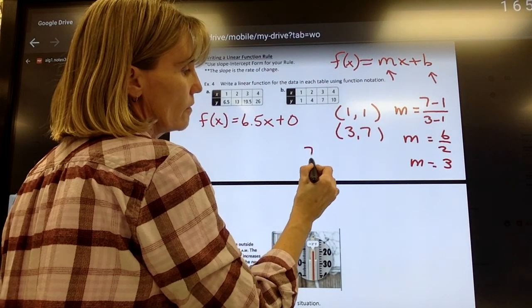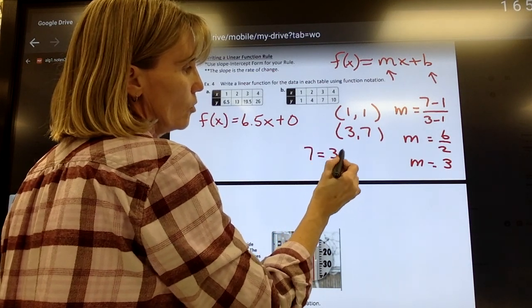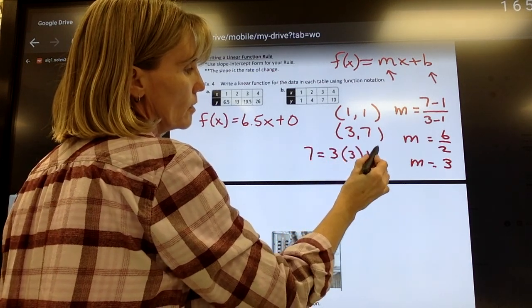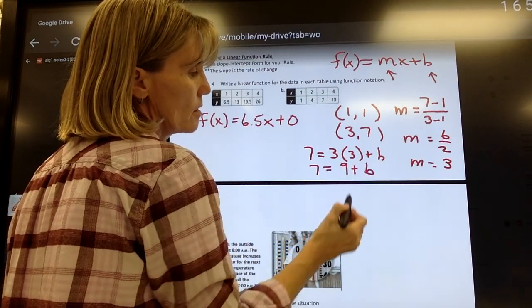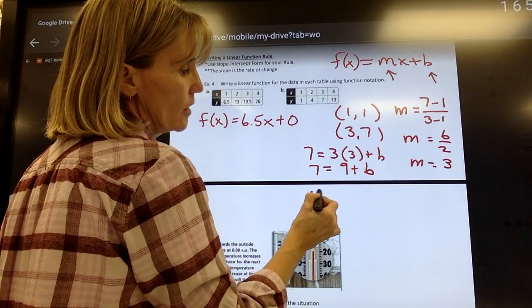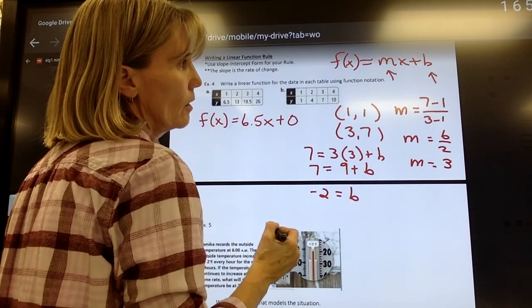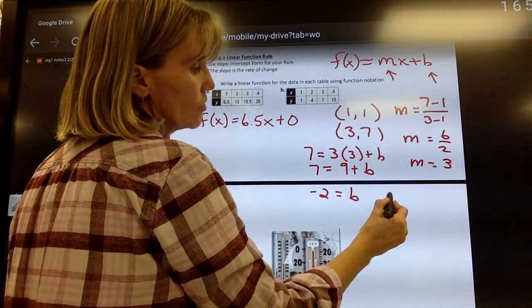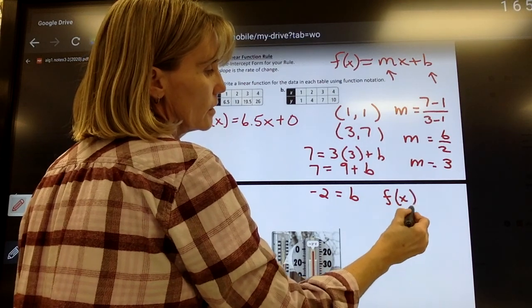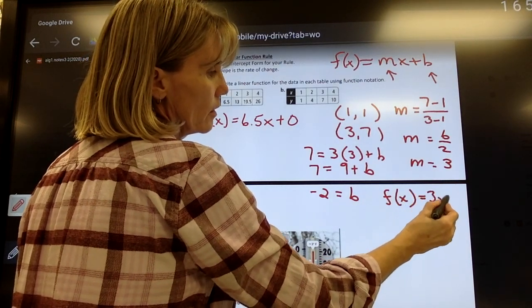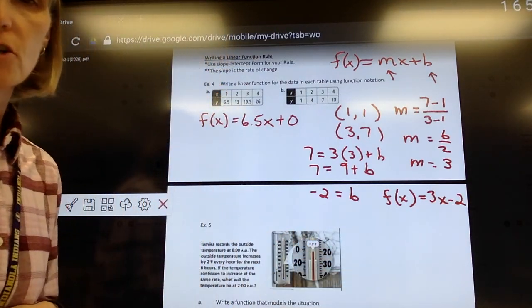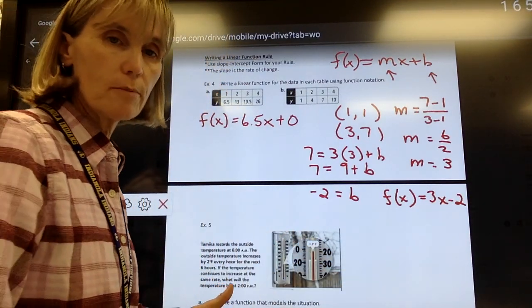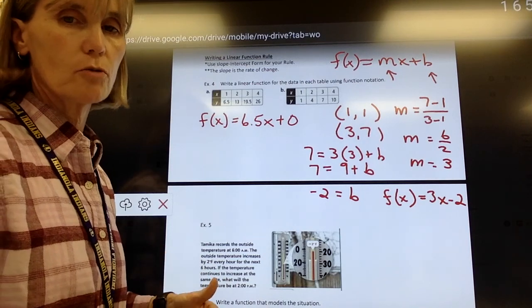And then to find my b value, I'm going to use the second point here. So I would say 7 equals my slope times my x value plus b. 7 equals 9 plus b. If I subtract 9 from both sides, I get negative 2 equals b. So if I'm writing it in function notation, I would say f of x equals my slope and then my b value. And that would be my function. So you're doing the same thing that you did in chapter 2. You're just putting it in function notation.